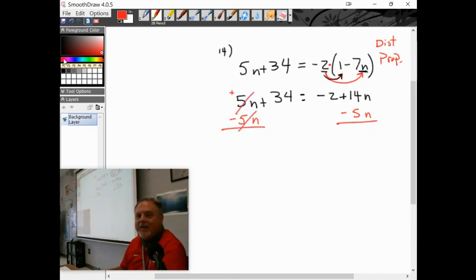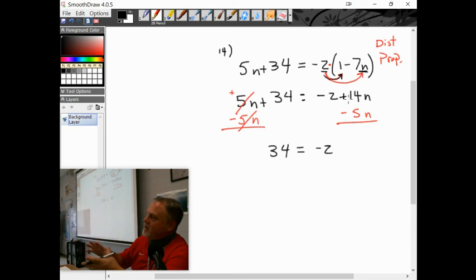All right, so the 5n's on the left drop out. The 34 drops down. The equal sign drops down. The negative 2 drops down. And all we have to do here is add a positive 14n and a negative 5n. So I have a positive 14 and a negative 5. Again, if I've got my calculator, I go 14, subtract 5, equals, and then I have my coefficient. I just have to remember there's going to be an n at the end of it, okay?